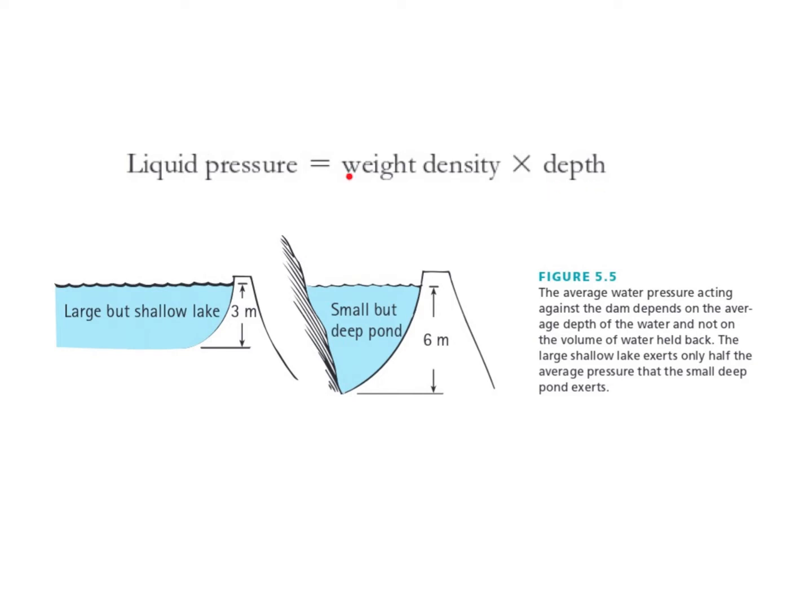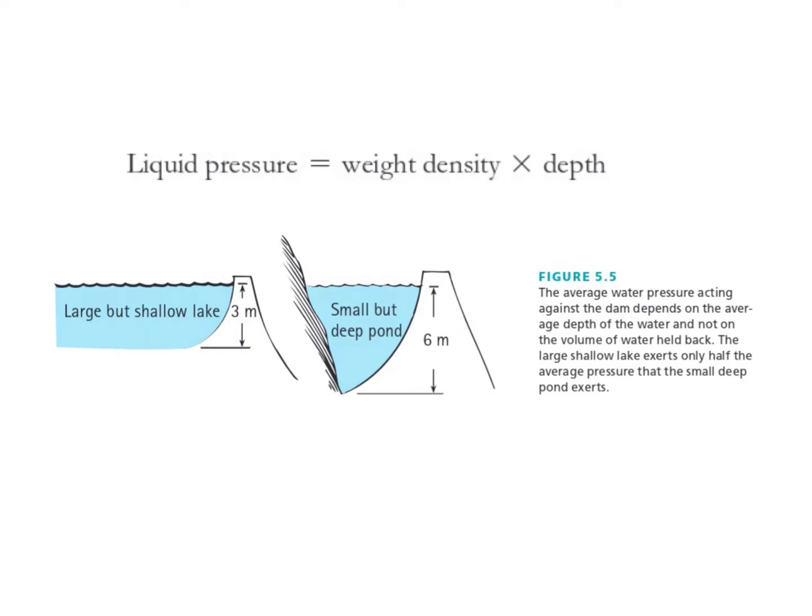Now that's a weird word. What is weight density? I just told you that density is mass divided by volume. Weight density is a special kind of density which is related, but instead of being the mass divided by the volume, it's the weight of the fluid divided by the fluid's volume. And again, that's generally going to be a constant number.